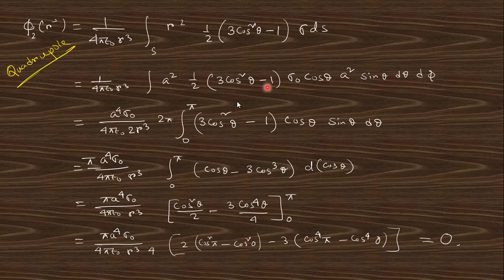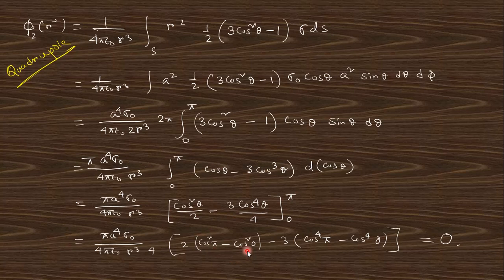So integration of d phi gives you 2 pi, and in this you can integrate. If you take this cos in the inner side, this is cos theta minus 3 cos cube theta, and d of cos theta is minus sin theta. That's why this is interchanged. So the integration of this is cos square theta by 2, and this is 3 cos to the power 4 theta by 4. So put this value.